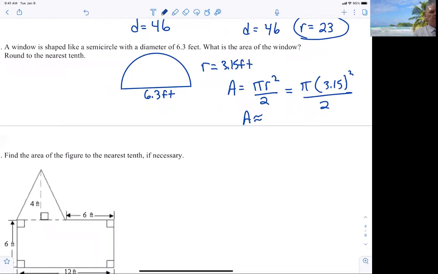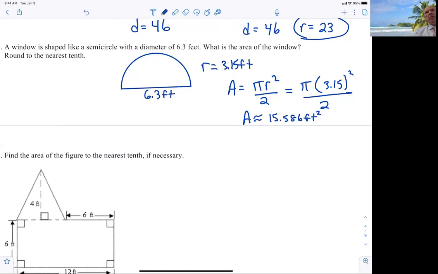Anybody else get that? 15 point what? 586 square feet. Anybody else get that number? Molly, you okay with that number? Jolie? That wasn't too bad.